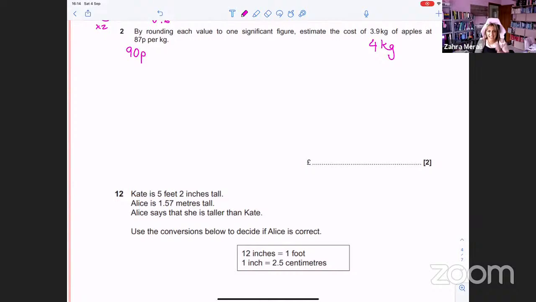Right, so if every 1 kilogram we're saying is approximately 90p, how much will 4 be? So all we're doing is 90 times 4. So 9 fours, you know your trick with your fingers, you can put your 4th finger down, you get 36. So you get 360. And they want it in pounds, this is in pence. So that's £3.60, and that's your estimate, right? Because you've rounded one up, well, you've rounded them both up.